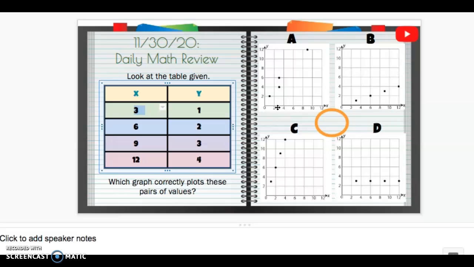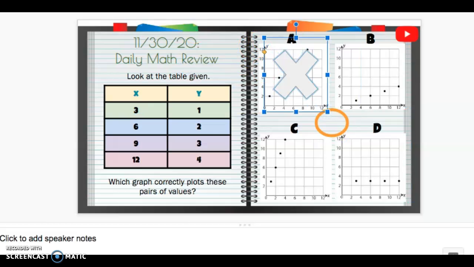So I'm at 2 and 3 is in between 2 and 4. So I'm here and I have to go up to 1, which is right in between 2 and 0. So there should be a dot where my mouse is, but there is not a dot there. So that means that this graph is not correct. It doesn't have a dot there, so that means that 3, 1, that ordered pair, is not on this graph. So I'm not picking A. I'm going to put an X over that because that is wrong. We are not going to pick A.